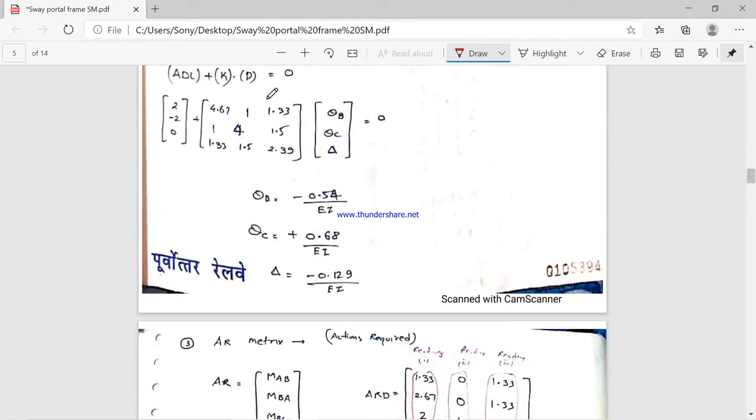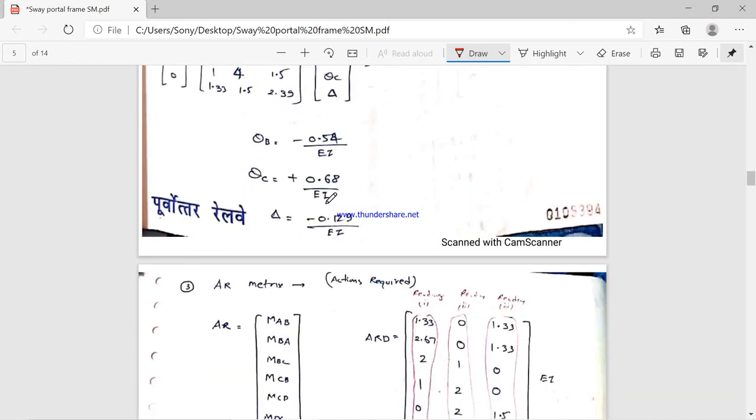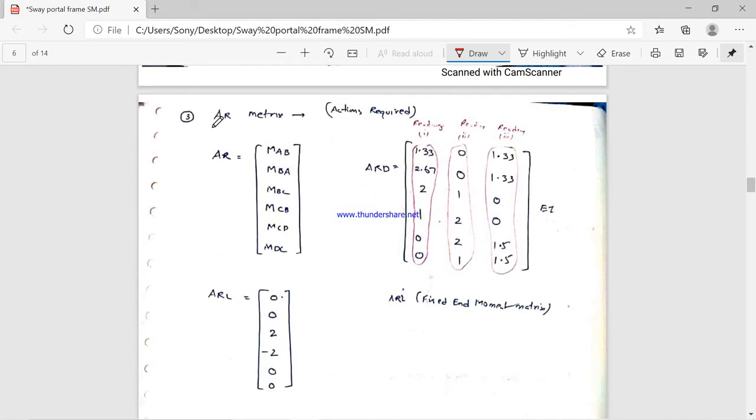Theta B, theta C and theta D will be calculated by using the simultaneous equations like this. Now the next, very important, is the AR matrix, action required. Action required means we have to calculate the moments: the moment of AB, BA, BC, CB, CD and DC.